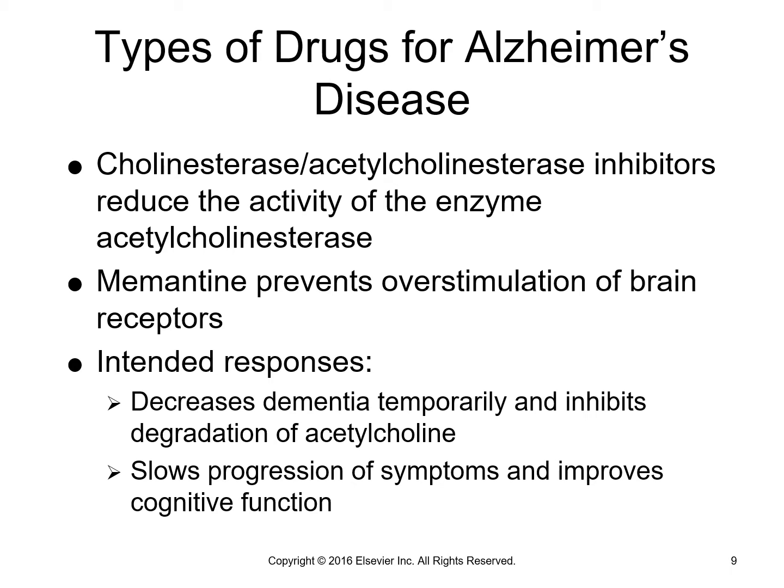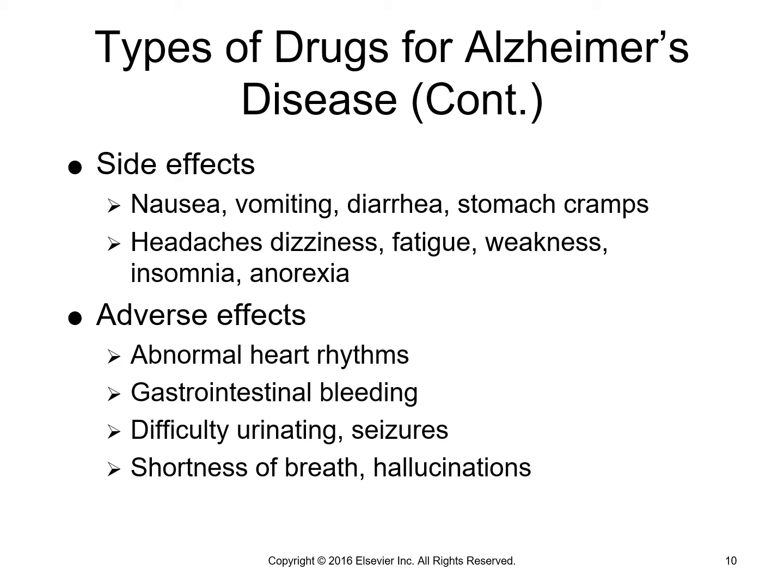So there are three drugs that are included in this category. You have your donepezil or your Aricept, rivastigmine or your Exelon, as well as your galantamine, which is your Razadyne. These are the main ones that are used for Alzheimer's disease. The intention of this medication is to decrease dementia temporarily, inhibit degradation of acetylcholine, slow the progression of the symptoms, and improve cognitive function. Side effects include nausea, vomiting, diarrhea, stomach cramping, headaches, dizziness, fatigue, weakness, insomnia, and sometimes loss of appetite, which can lead to anorexia.